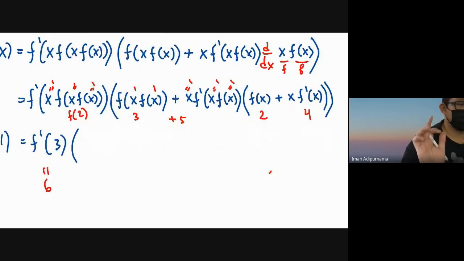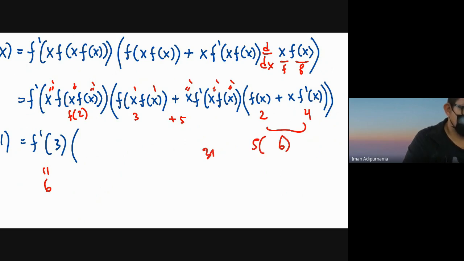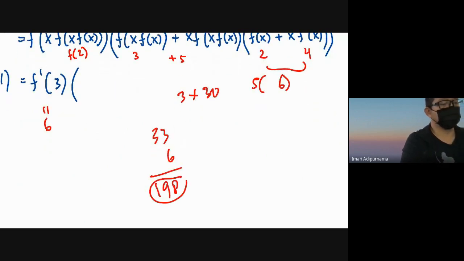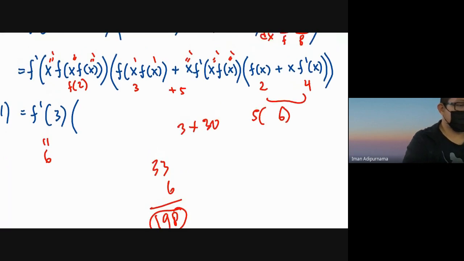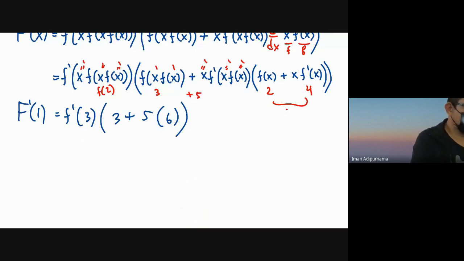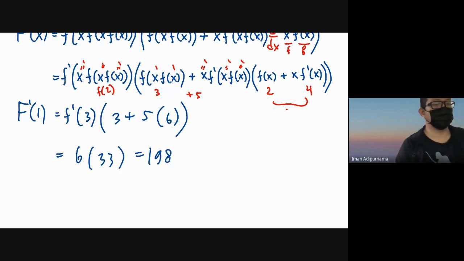Oh, no. I made some trouble here calculating this. So this will be 6. 6 with 5 will be 30. 30 plus 3 multiplied by 6. Oh, yeah. Okay. This is already correct. So this will be, let me write down, 3 plus 5 and 6 like that. Okay. This will be 6, that's a 3, 1, 9, 8.